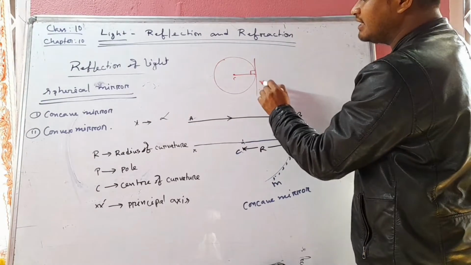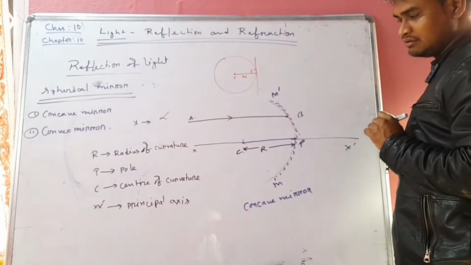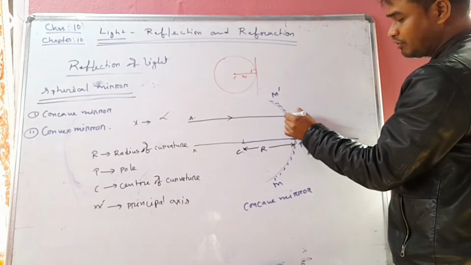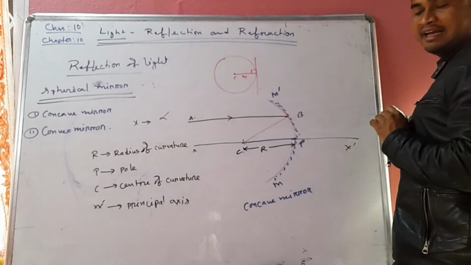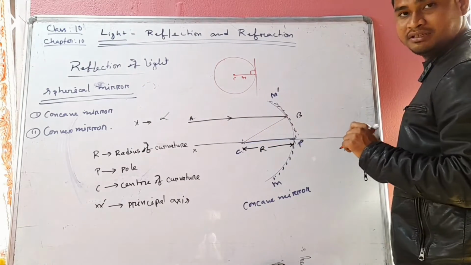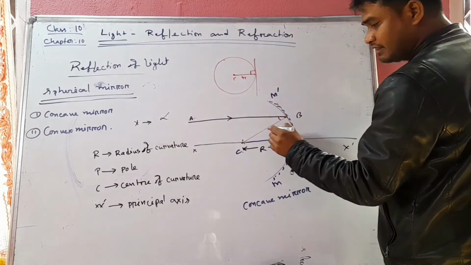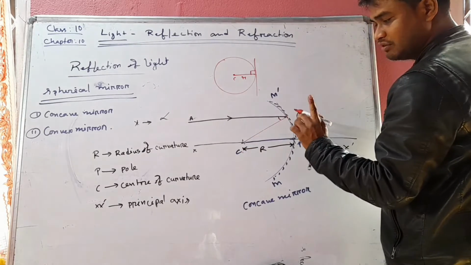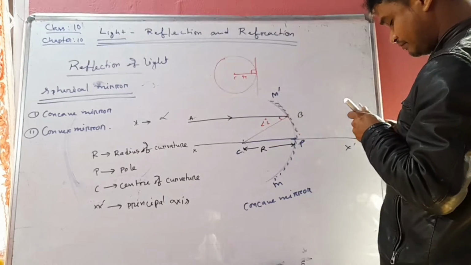The tangent is always perpendicular to the radius. So here we can draw a tangent. If this is the tangent at point B, then we can draw a radius like this. This is the radius of curvature. This is also the radius of curvature. Then this is the normal. CB is the normal. So this is the angle of incidence, i.